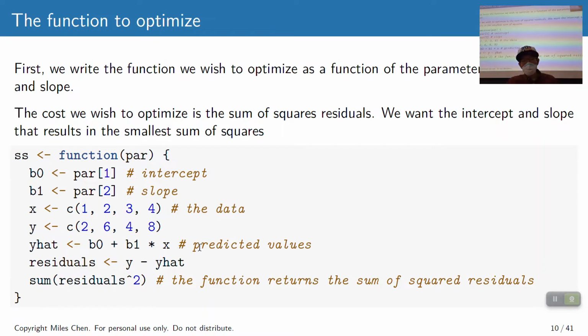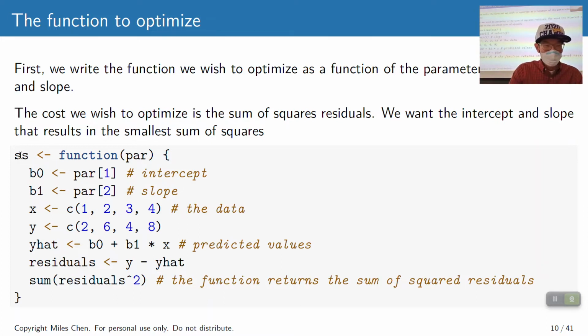As far as optimization goes, what are we trying to do? We are trying to minimize the total sum of squares, right? The sum of squares residuals. So we can write a function that we want to optimize. We're going to call this sum of squares, or basically the sum of squares residuals.